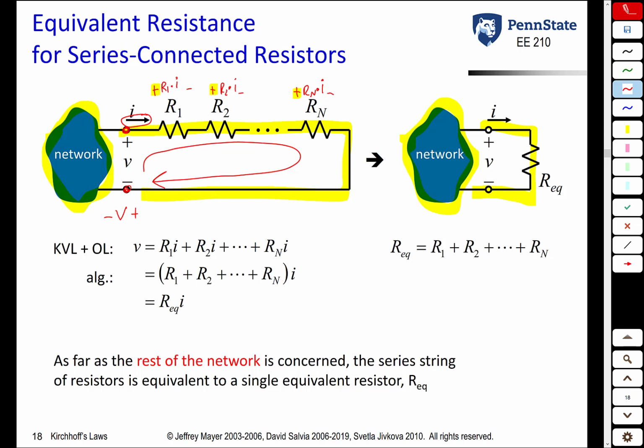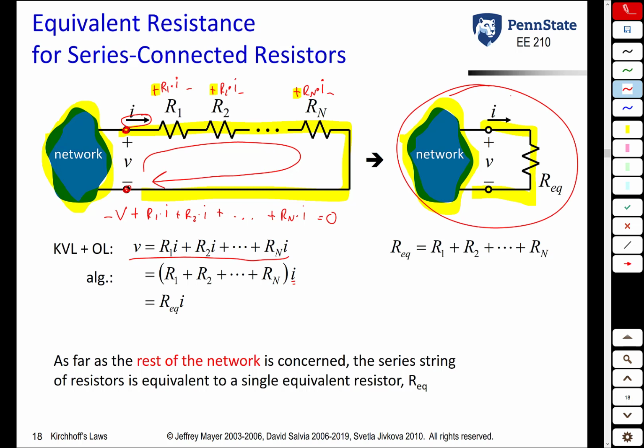So if we do KVL, we get minus V plus R1 times I plus R2 times I all the way up to Rn times I equals 0. Solving for V, we get this expression here. We can then factor out the I. And then if we compare that to the circuit on the right, from Ohm's law, V is R equivalent times I.